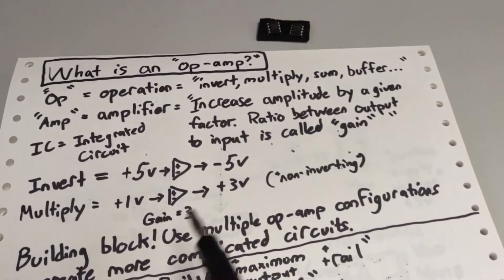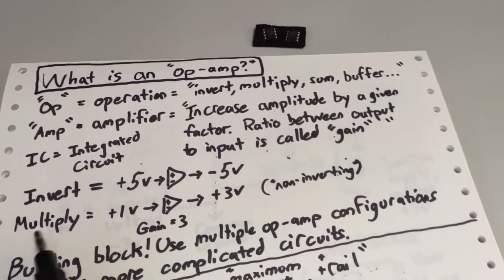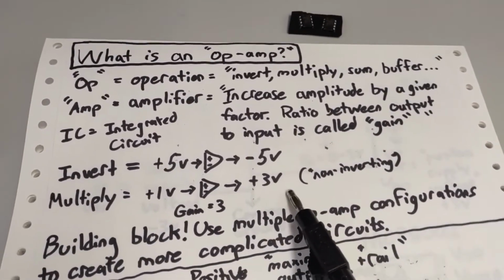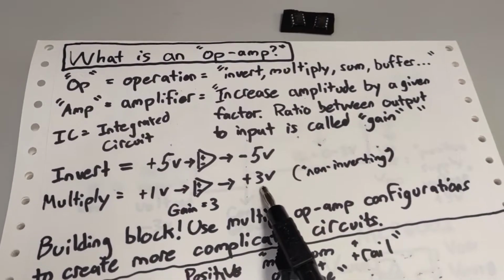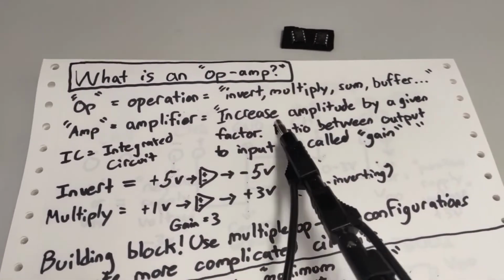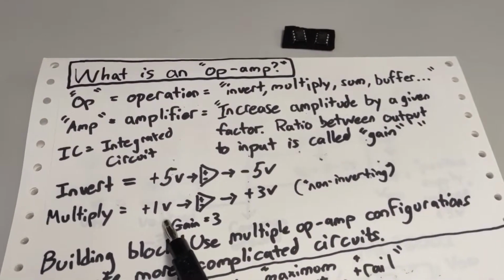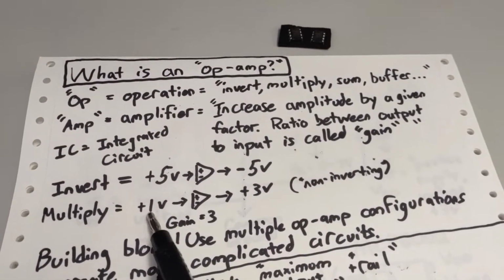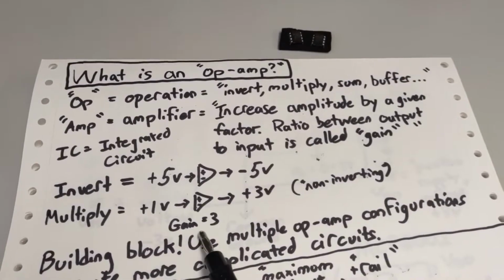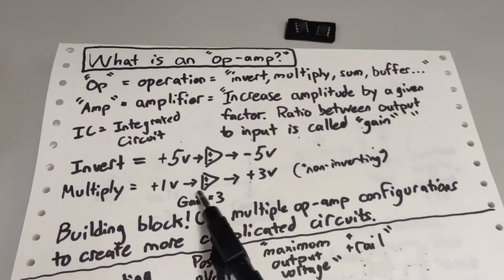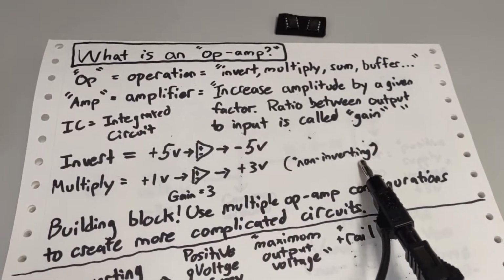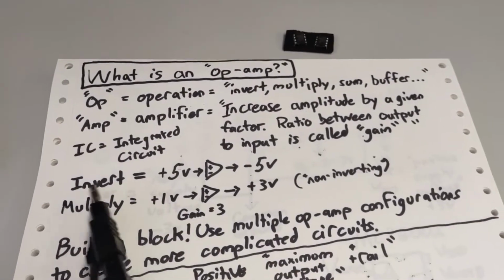So what am I talking about here? Let's say we take this multiplying example first. If we had a 1 volt input and I wanted to get a 3 volt output, that would be amplifying the input signal by a gain of 3, because I would multiply 1 times 3 to get my 3 volt output. However, this is also non-inverting is the terminology we're going to use, because you can invert things as well using op-amps.